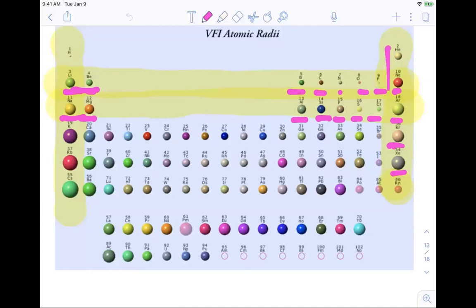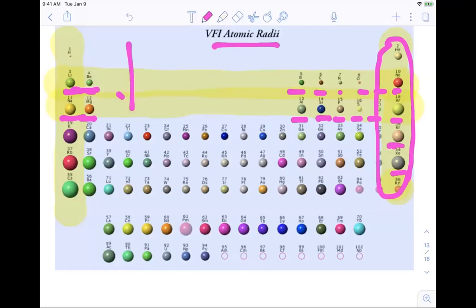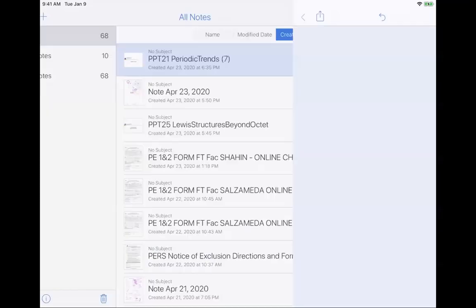And why are these guys getting bigger? Well, because I filled up that shell, right? I filled up the shell completely, and the atom can't hold on to it as well. So once you get all the way to the end, the atoms get bigger. All right, so that's the atomic radii. So the general trends in atomic radii is that as you go down, the radius increases. As you go across, the radius decreases, right? That's atomic radii. Not to be confused with ionic radii.